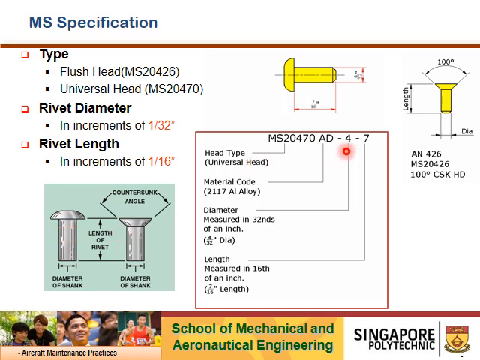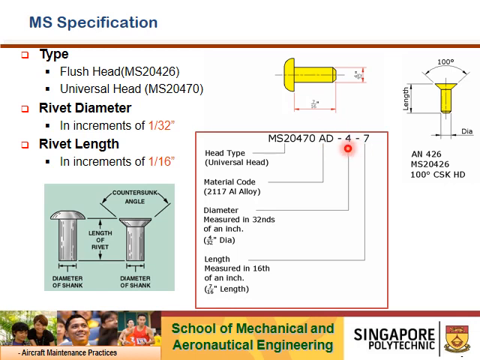All right. If you see a 5, then it's 5 over 32. You see a 6, it's 6 over 32, which is 3/16, and so on and so forth. So the increment is always 1 over 32, as mentioned here in the slides. If you want to install a 5/32, then you have to put AD-5. If the SRM mentions D, then you change the AD to D. The head type remains the same. It's either MS-20470, which is a universal head, or MS-20426, which is a flush head. So this will play a part: AD, DD, head type, and diameter.